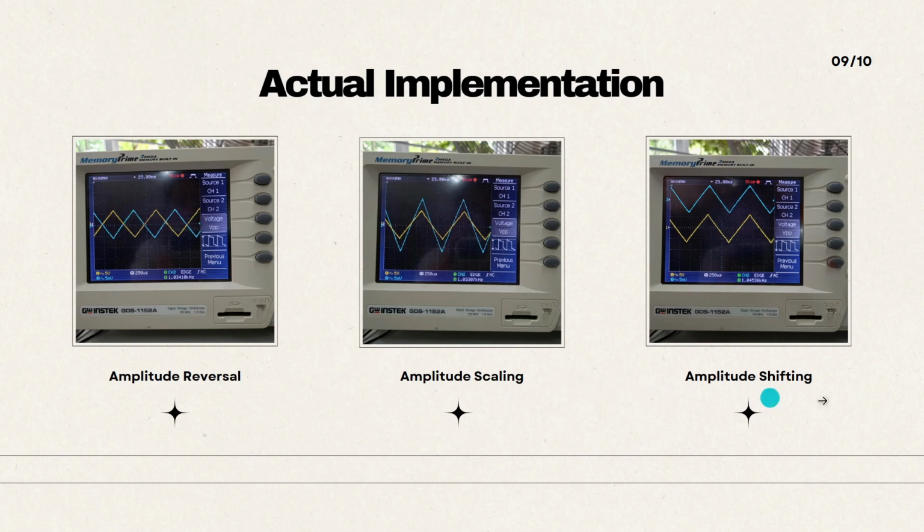And finally, amplitude shifting. The waveform here has been vertically offset, meaning a DC bias has been added or subtracted, commonly done using a summing amplifier or by injecting a DC offset in the signal path.